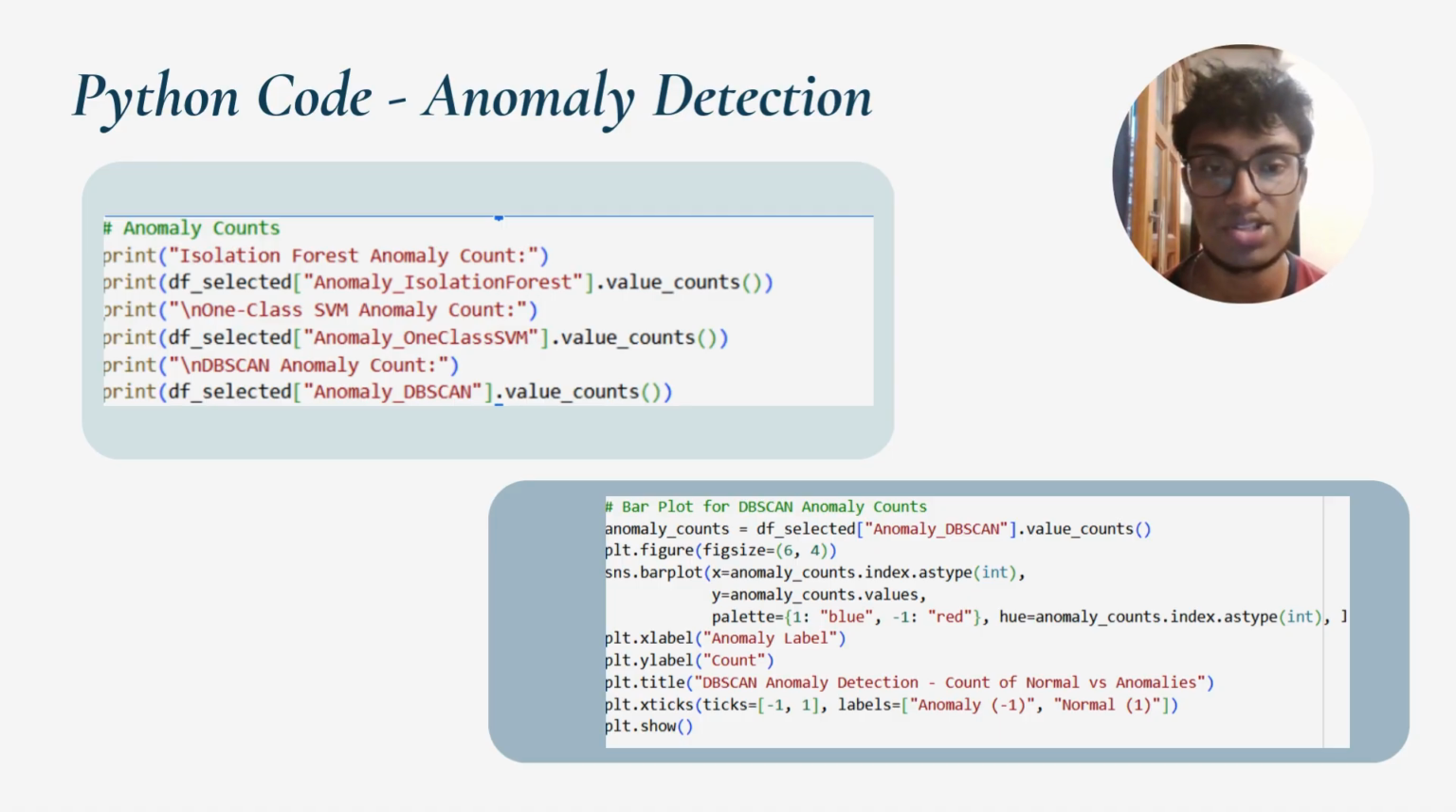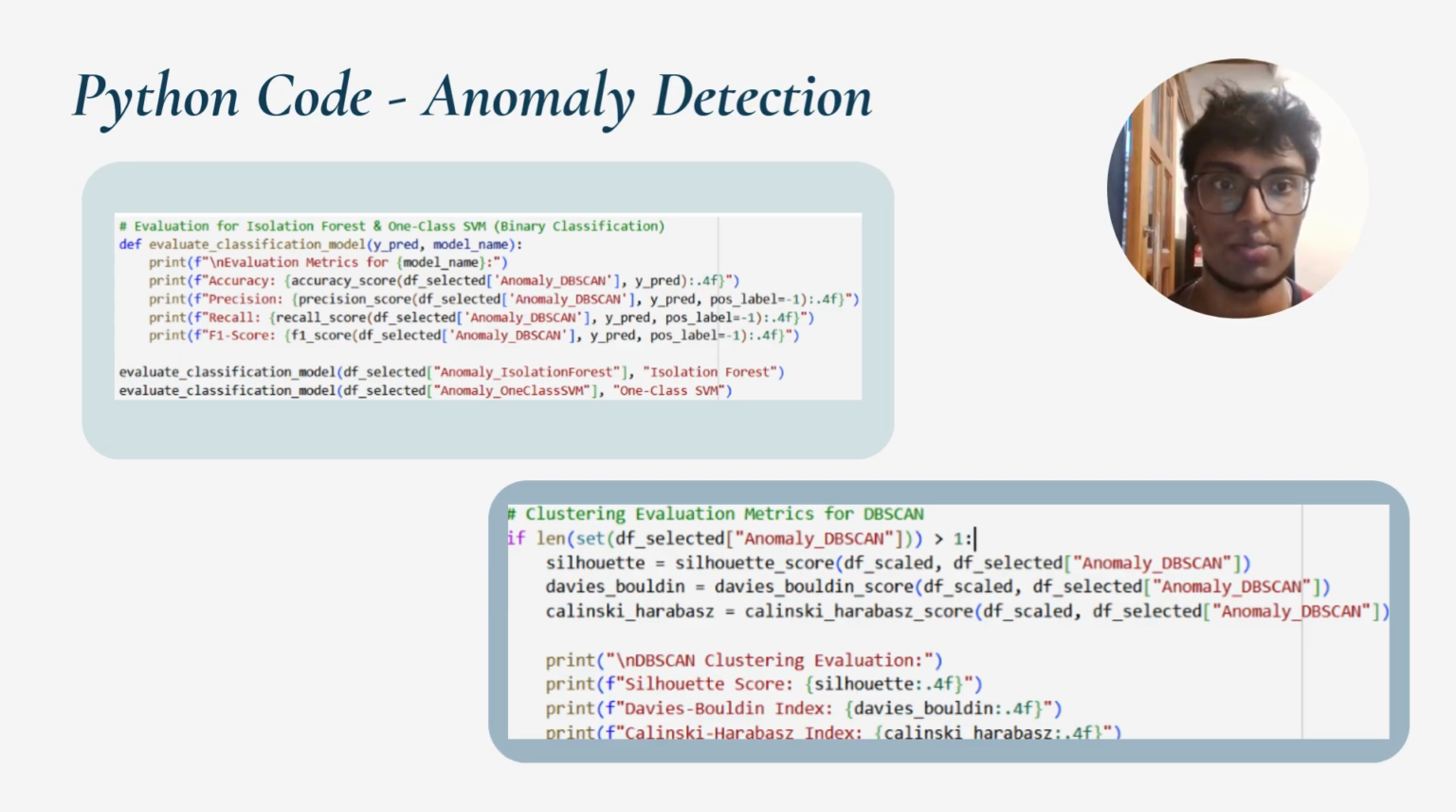This visualization provides insights into how DBSCAN classifies data points and the proportion of detected anomalies, which is useful for evaluating the performance in detecting unusual patterns of drug-related death cases. Comparing the anomaly counts across different models also helps in understanding their sensitivity to outliers, determining which approach might be the most effective for identifying the significance in outliers in the dataset.